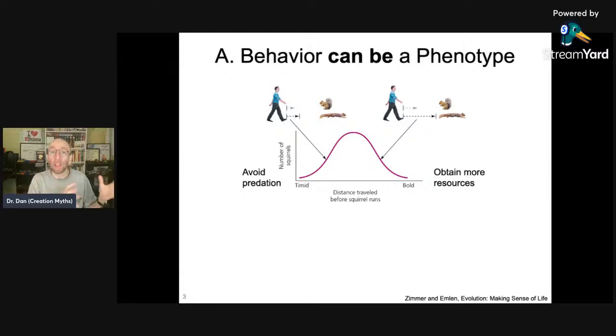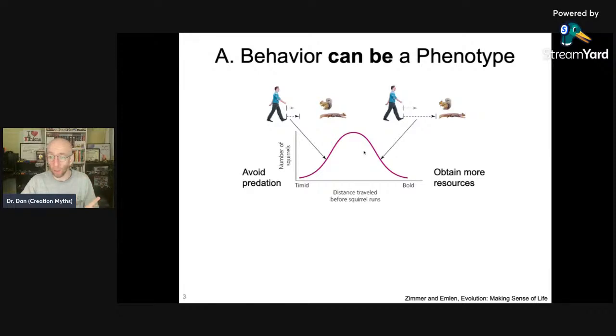Now, which of these behaviors is optimal? Well, that's what selection is going to decide. You're going to have selection based on those behaviors, and the ones that are optimal are the ones that are going to survive to adulthood and have the most kids. And the alleles that promote that optimal behavior will increase in frequency. Okay, this is the basic idea of how behavior can be a phenotype.